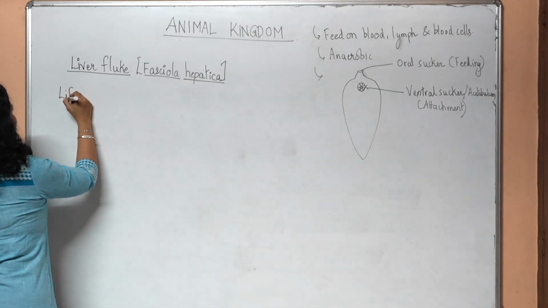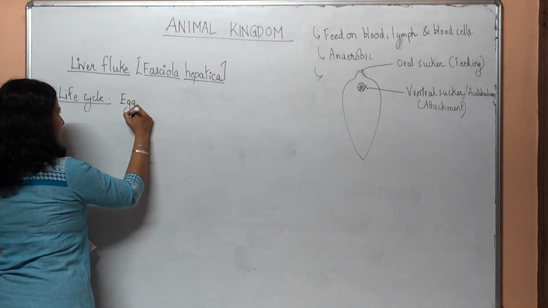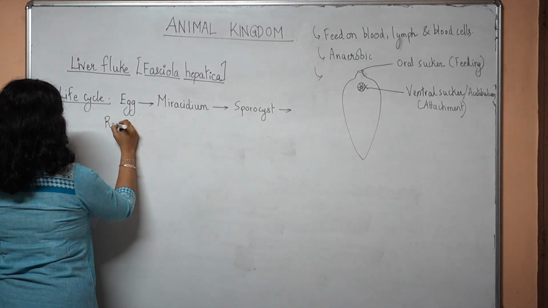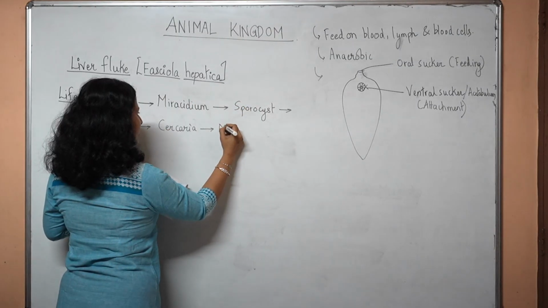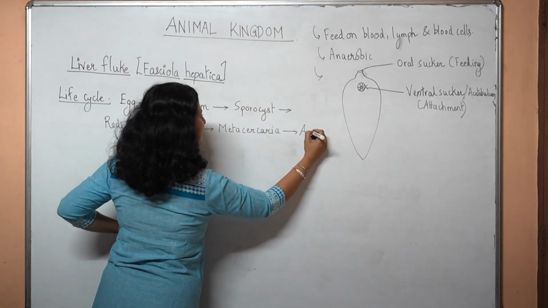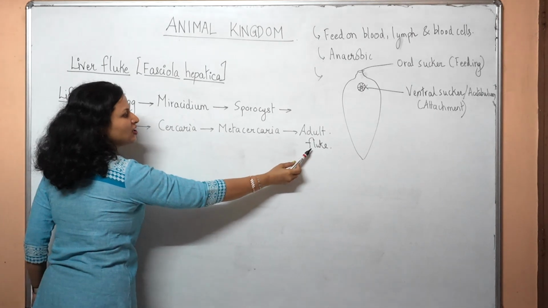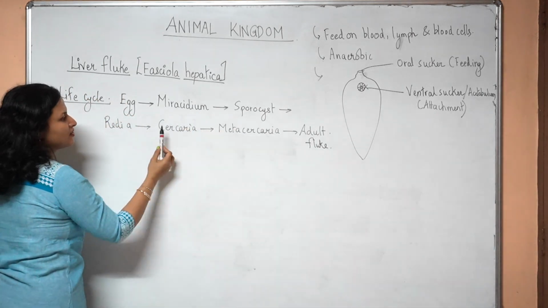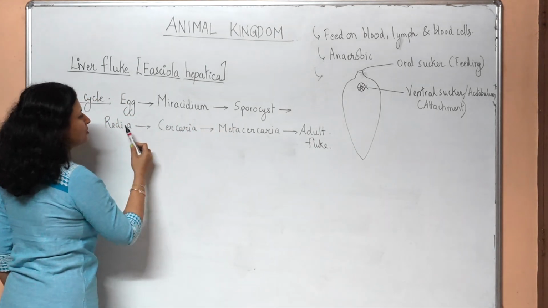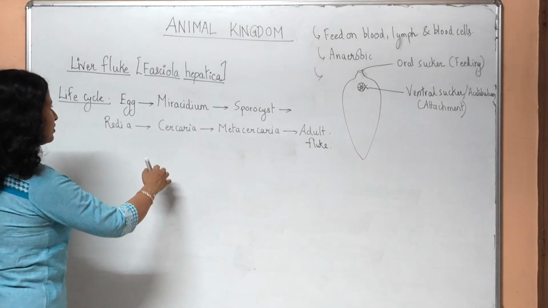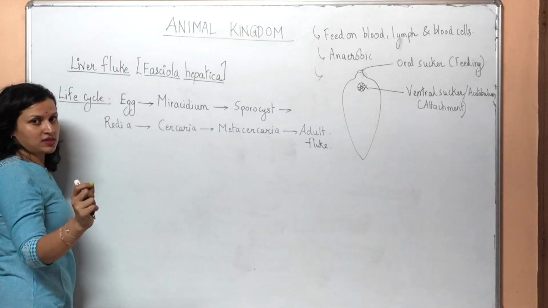Next, life cycle. Life cycle involves egg, miracidium, sporocyst, radia, cercaria, metacercaria and adult fluke. So this is its life cycle from the egg till the adult fluke. You can see that there are several larval stages, 1, 2, 3, 4, 5 larval stages, until the adult fluke stage is reached. We will be looking at each one of these larval stages in some detail.